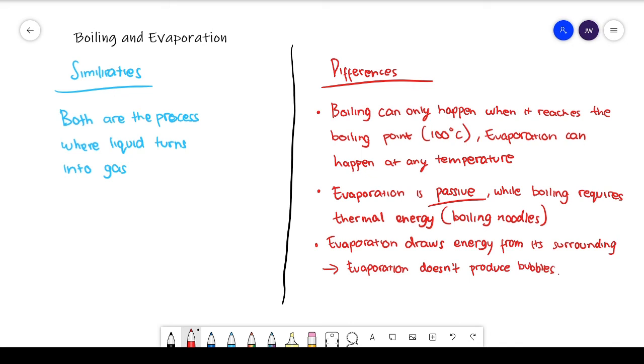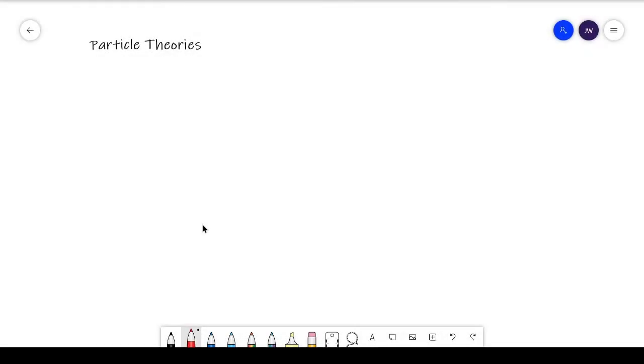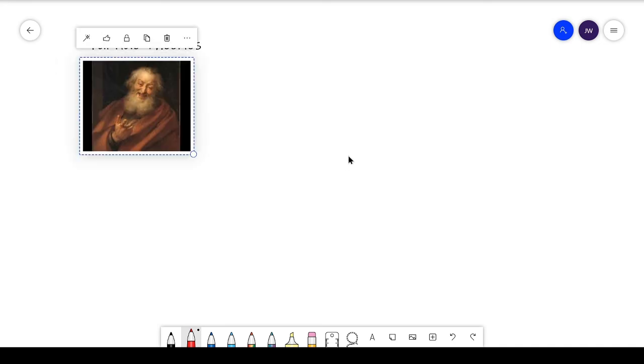Now, these are the differences and the similarities between boiling and evaporation. You can see that there are clear differences between both, but they are both similar in the process. Now, before we end today's topic, I'm going to talk about one last discussion, which are particle theories. I'm going to show to you the most famous characters in the world that have made particle theories. And the first particle theory was made by a Greek philosopher named Democritus.